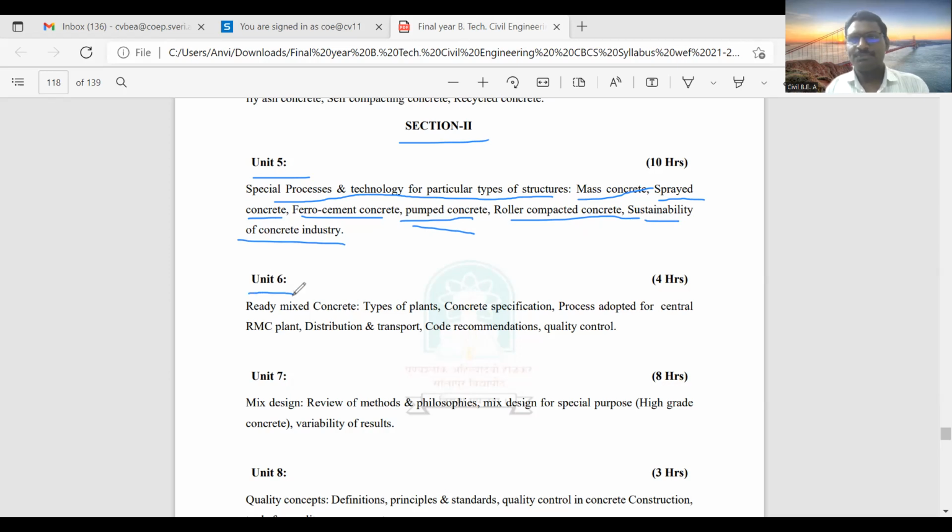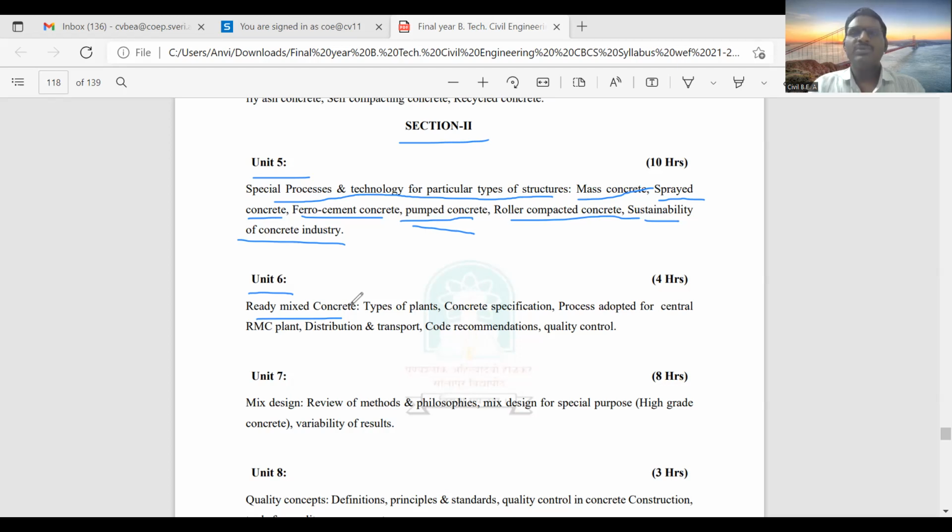Then unit number 6 is ready mixed concrete, RMC. Ready, R, mixed, M, and C, ready mixed concrete. Ready mixed concrete is nothing but taking the concrete from the RMC plant. Nearby the site area, the plant is there. In the plant we mix the concrete, and it is transported by concrete mixers, which consist of a drum. That drum rotates from the RMC plant up to the site.